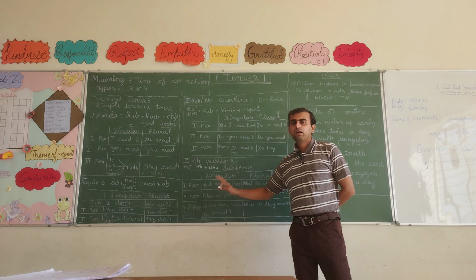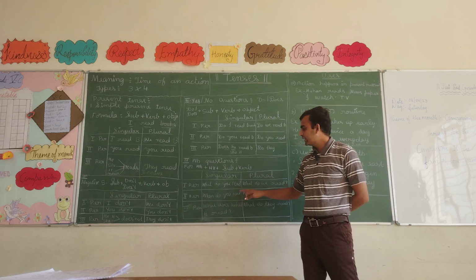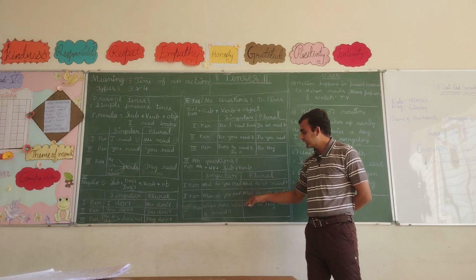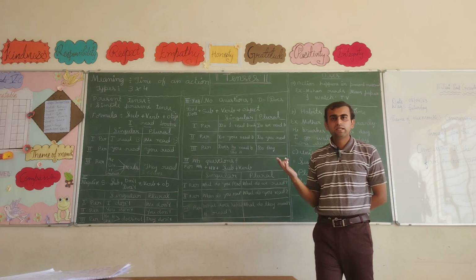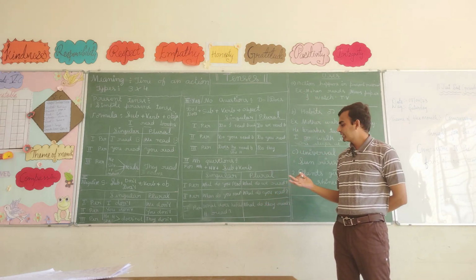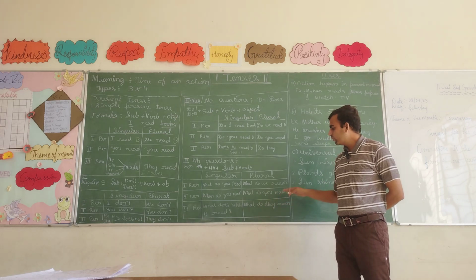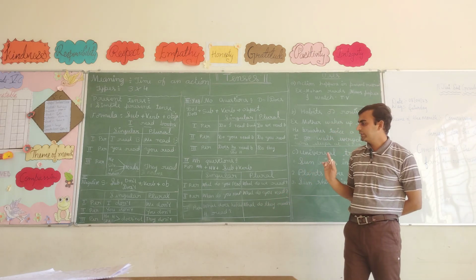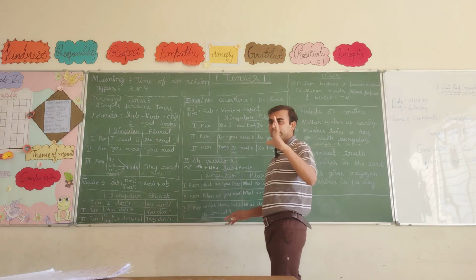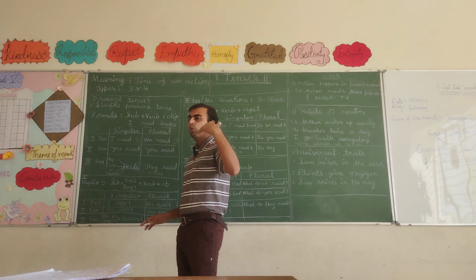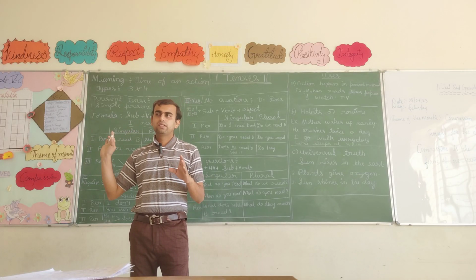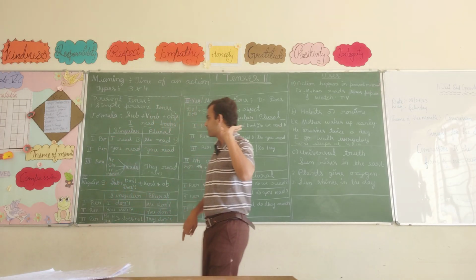Then the third person singular. Here some changes come. That is, what does he read? Or what does she read? Or what does Mohan read? The third person plural is simple. That is, what do they read? You have to pay attention only in the third person singular. Whenever you form a sentence in the simple present tense, we have to pay more attention to the third person singular. Is it clear?